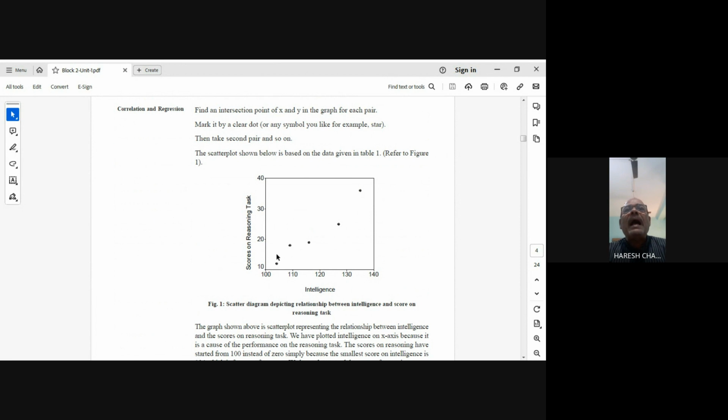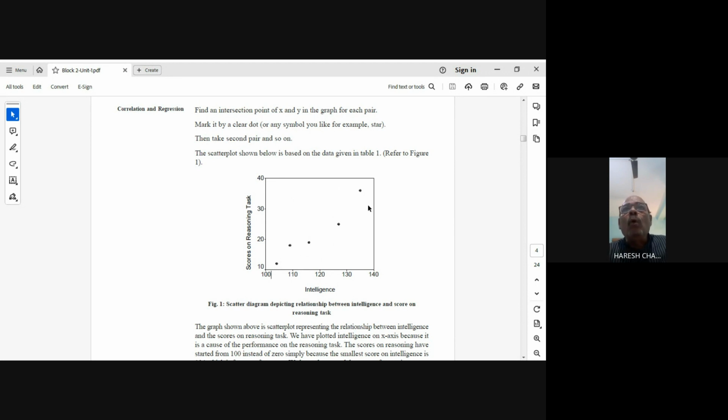Now, as the scatter points move upward and forward, it indicates a positive correlation between these two variables. If the direction is like this, it indicates a positive correlation. If the direction is like this, from top to bottom, it is a negative correlation. Here, the direction is from bottom to top, and it is a positive correlation. Here, if the scatter plot begins from top to bottom like this, then it is a negative correlation.